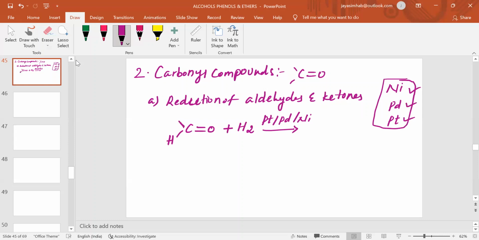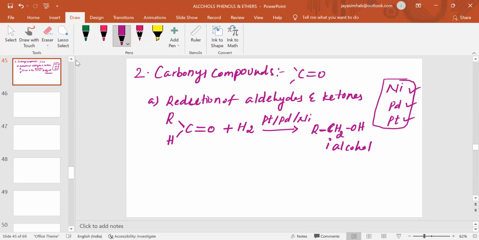So reduction means addition of hydrogen, right? So you can write aldehyde, proper aldehyde. So what will happen? These two hydrogens will be added to the carbonyl group. So this will become RCH2OH. So this is an alcohol. What type of alcohol did we get? The alcohol is attached to a carbon which is attached to only one carbon. So this is primary alcohol. So reduction of aldehydes will give primary alcohol.